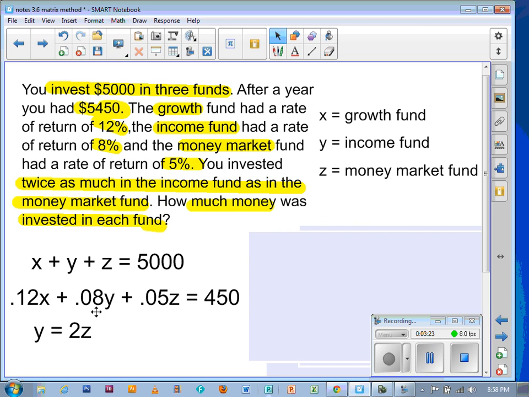And then the last equation simply tells us that we invested twice as much in the income fund as in the money market fund. You'll notice the income fund is bigger, so we have to say Y is equal to 2Z to keep them equal. So you always double the smaller amount if they're doubled.